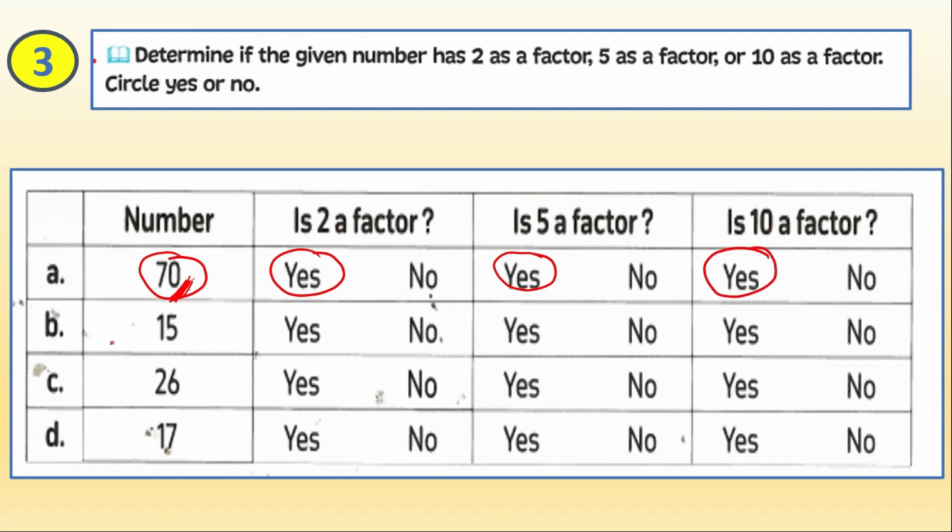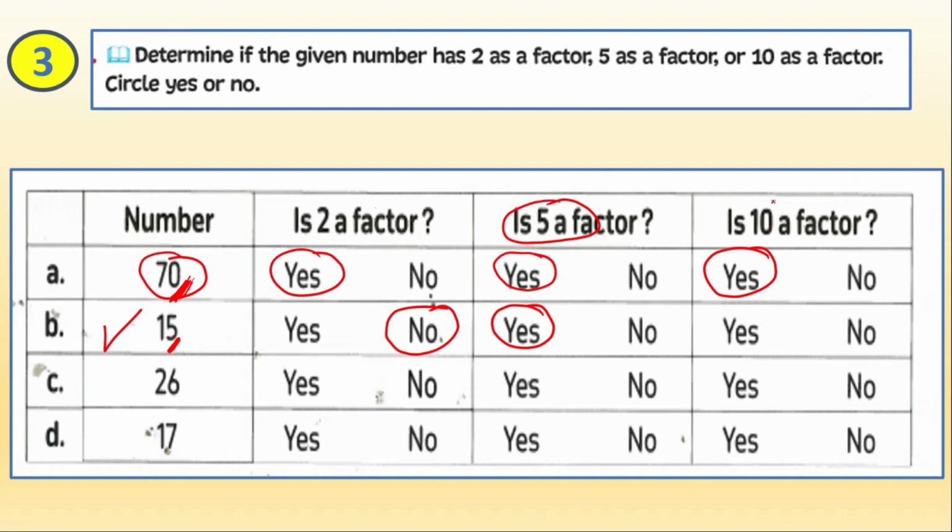The next number 15. Is 2 a factor of 15? Ask yourself. Ones even or odd? 5 is odd, so 2 can't be a factor of 15. Okay, is 5 a factor of 15? Yes, because the ones is 5. Okay, so 5 is a factor of 15.